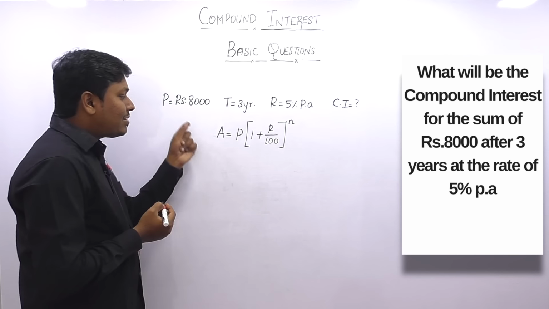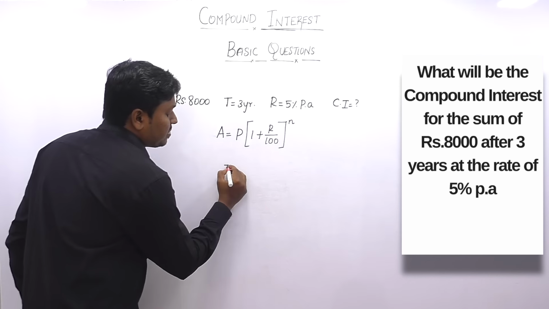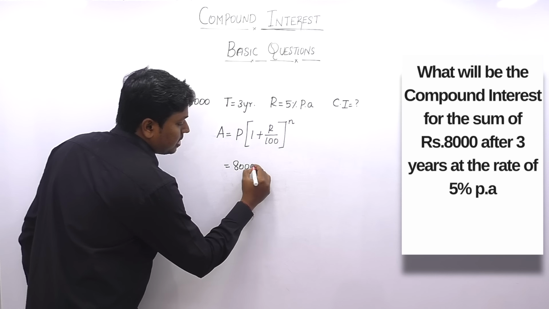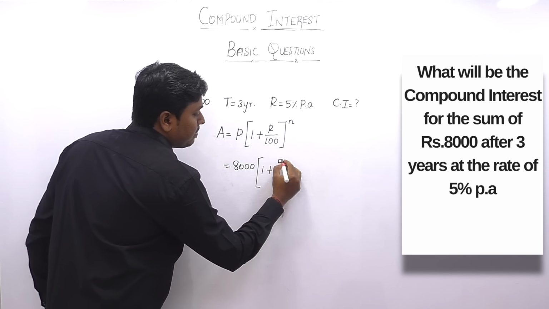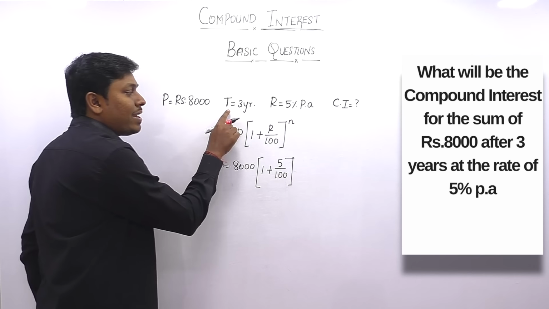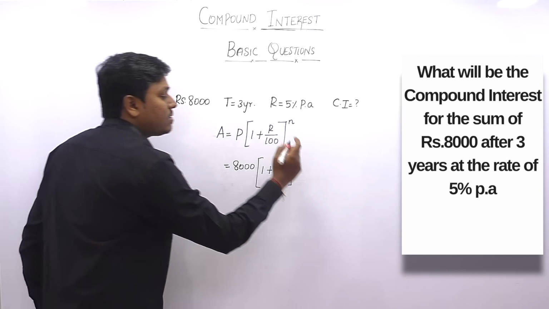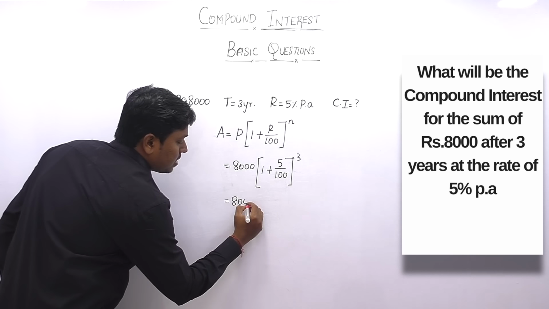So friends, all the values are directly given in the question itself, right? Because principal is given. So substitute principal here, which is 8,000. So 1 plus R. Rate of interest is given, which is 5%. So 5 divided by 100 and power n. So n will be the number of years. Here the number of years will be 3. So this can be written as 8,000.